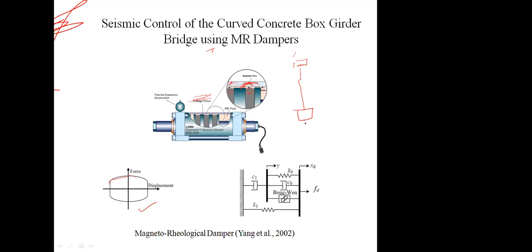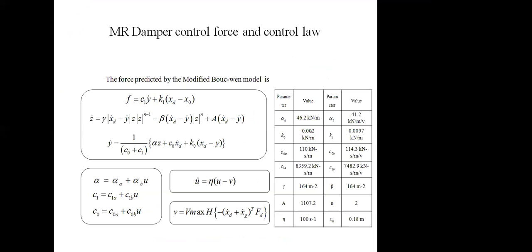When there is some excitation due to the earthquake, there may be a velocity difference and a displacement difference between these two nodes. The velocity between this node and this node is calculated, and according to that, the internal force is created. That force is calculated using this model, which was given by Wen in 2002, and it depends on a number of parameters. This modified Bouc-Wen model is utilized for the generation of the force.